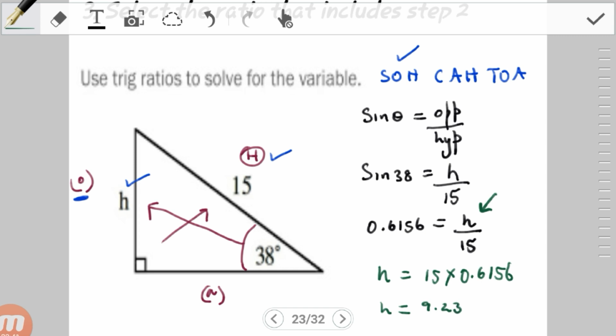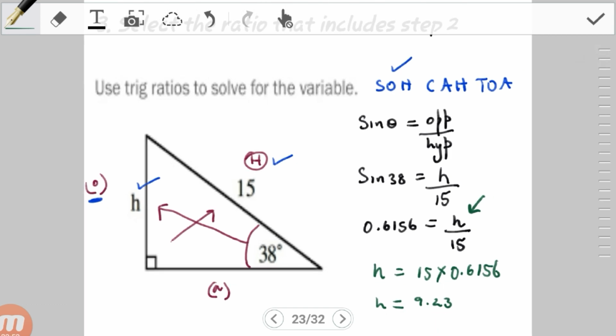The question will instruct us to round it off to a certain amount of decimal places. If not required, 1 or 2 decimal places is accepted for our solution here. So hopefully you guys got the understanding behind choosing the correct ratio and applying the ratio to the question.